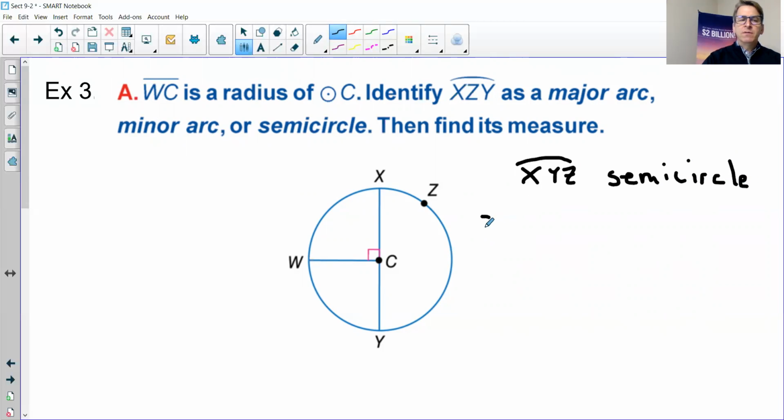Which is equal to the measure of arc XZY, which is equal to 180.